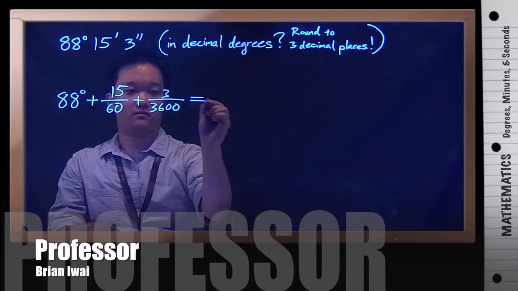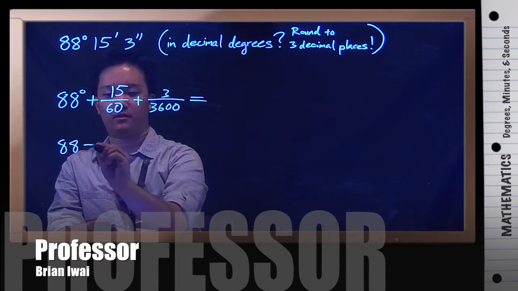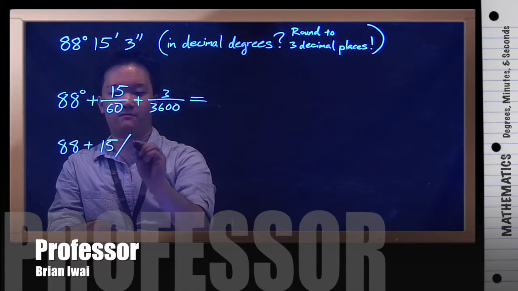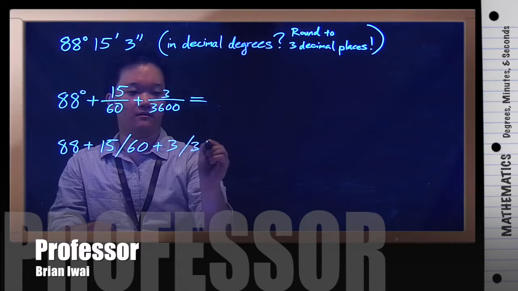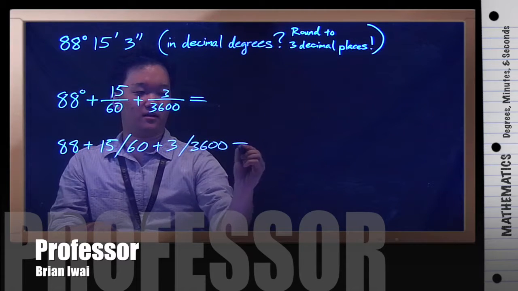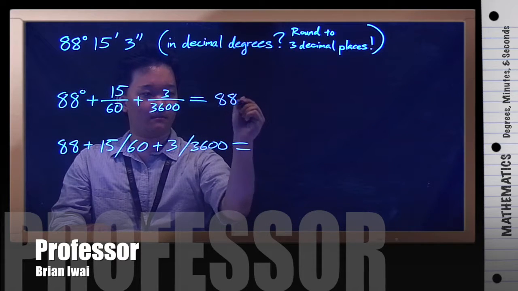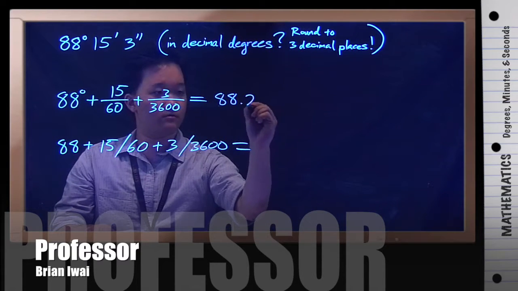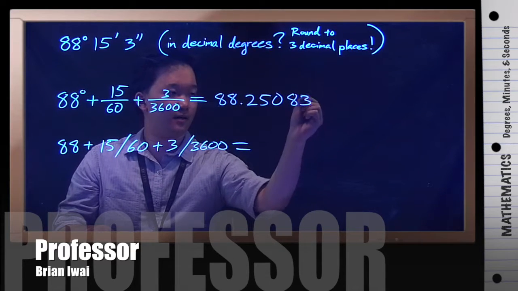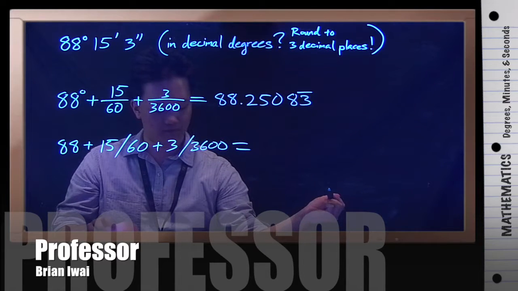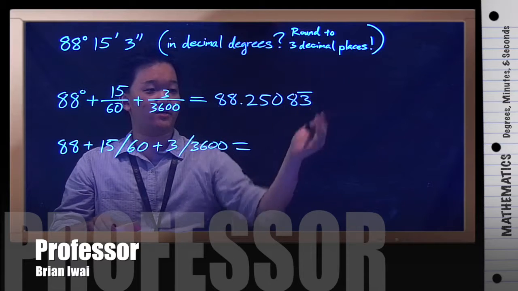And then all you have to do is just plug that into the calculator, do 88 plus 15 divided by 60 plus 3 divided by 3,600, and then you plug that into the calculator and you would get 88.2508, and it looks like 3 repeating. So that's your answer, but again, you have to round to 3 decimal places.